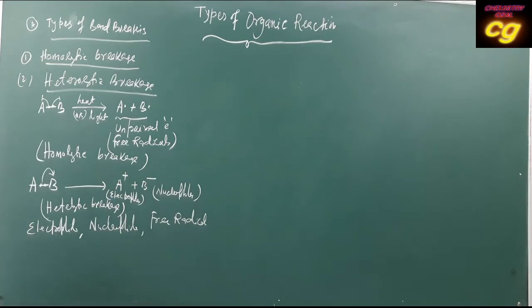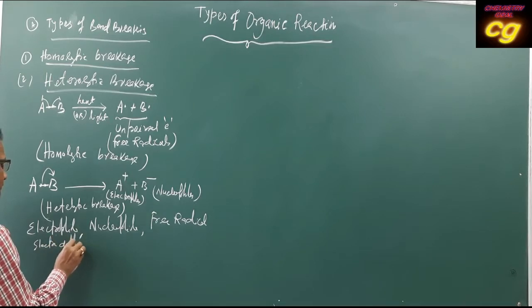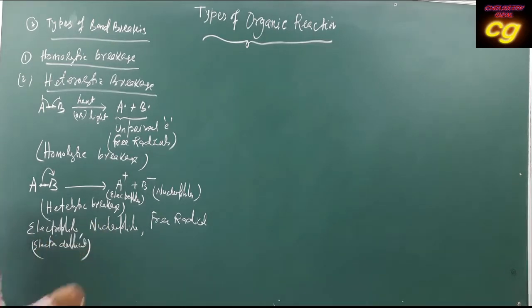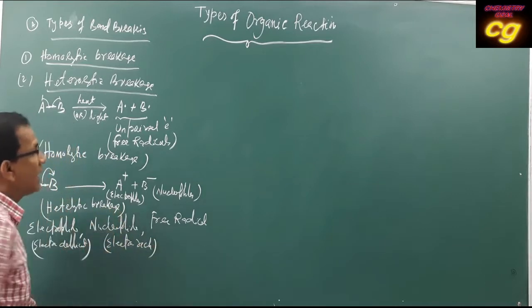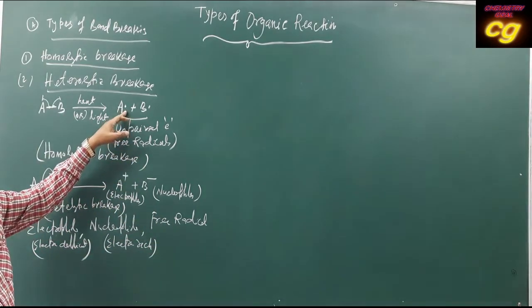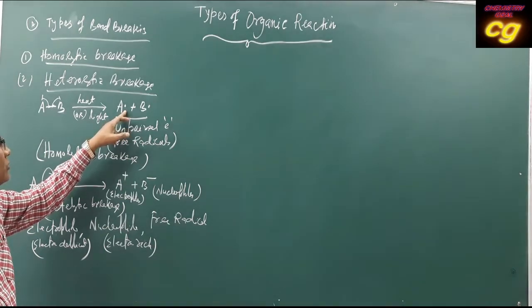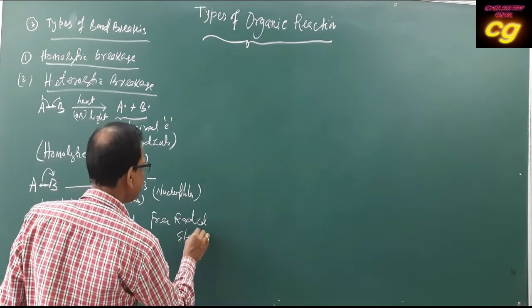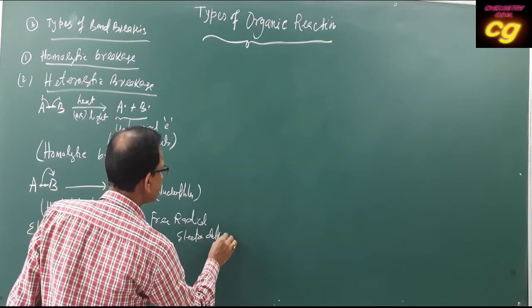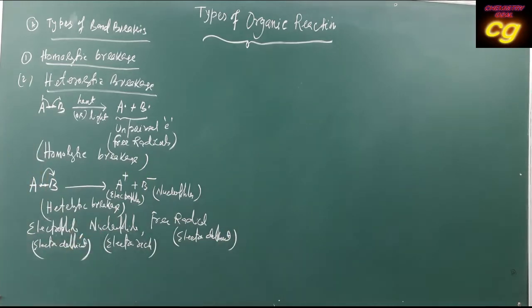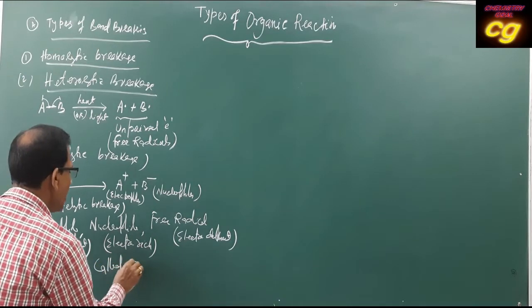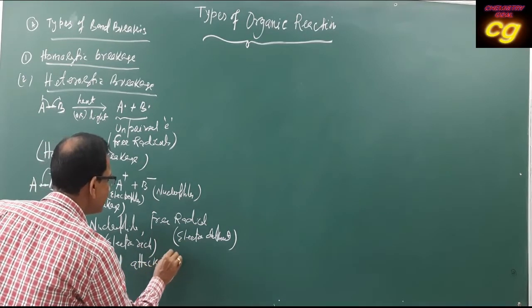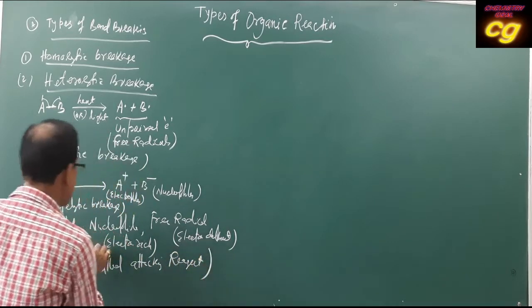Here, electrophiles are electron deficient, and nucleophiles are electron rich. Free radicals, as they have unpaired electrons, demand another electron to form a pair. That's why they are also electron deficient. So three types of species are formed. Combined, these are called attacking reagents.